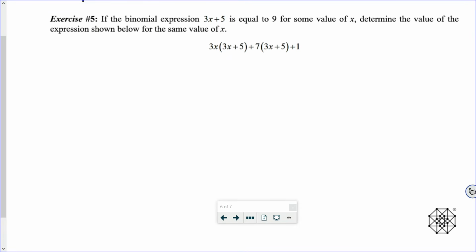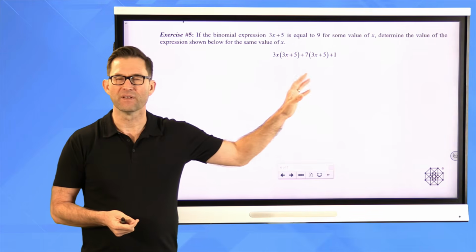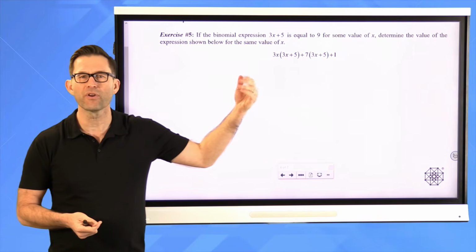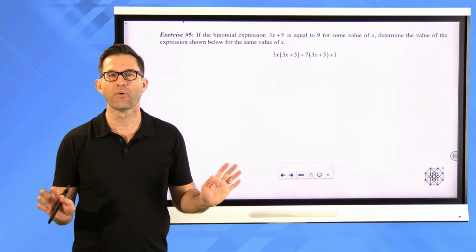If the binomial expression 3x plus 5 is equal to 9 for some value of x, determine the value of the expression shown below for the same value of x. Whew. All right. So I'd like you to manipulate this. Play around with this. Do whatever you can. Don't try to figure out what the value of x is. That's not the point here.